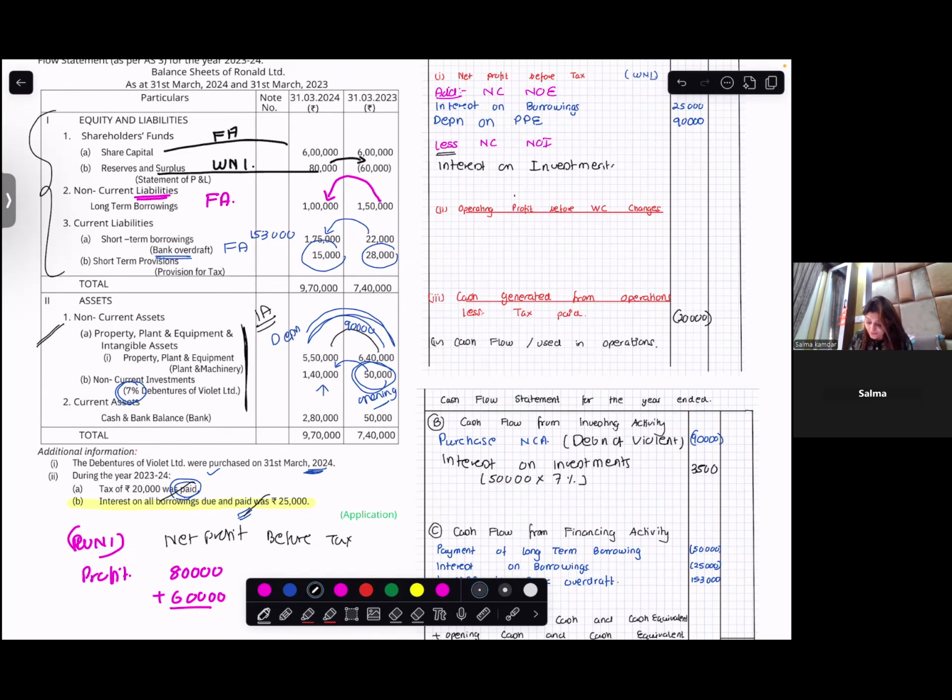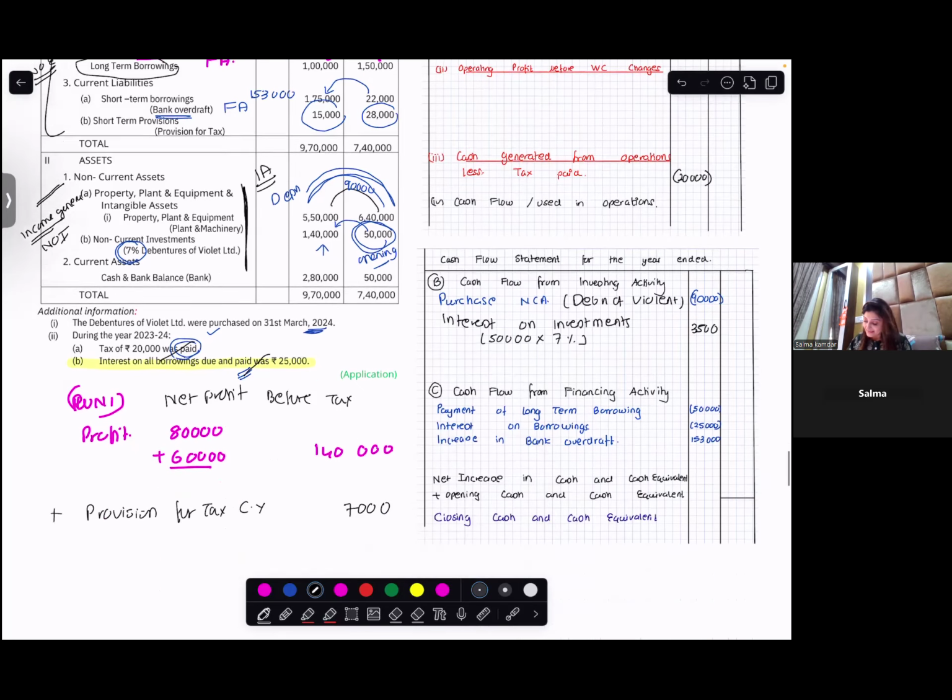So anything in your non-current asset is an investing activity, and any income generated from it is what? Non-operating income. Any non-current liability is a financing activity, and the interest that you pay is a non-operating expense. You should keep this in mind. So your interest on investment is 3,500.